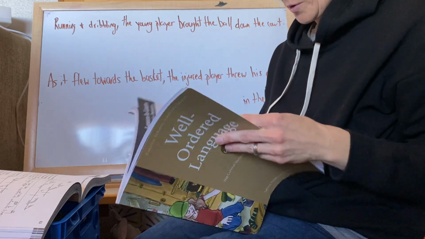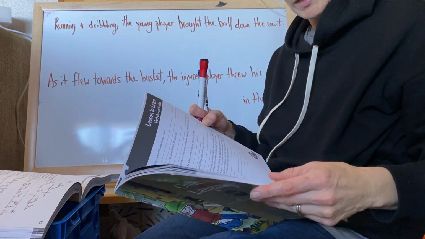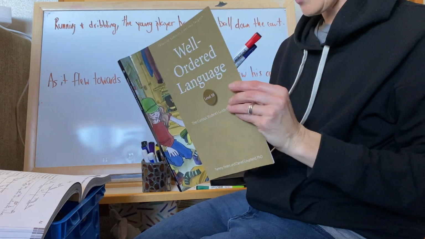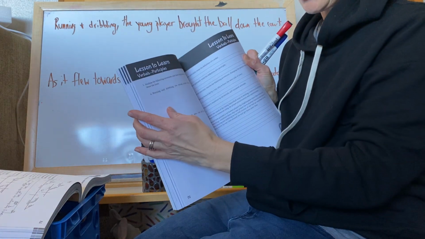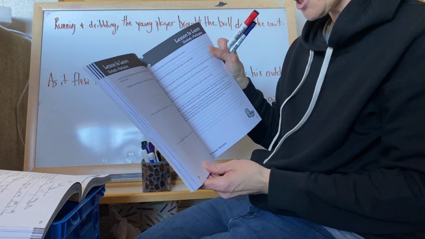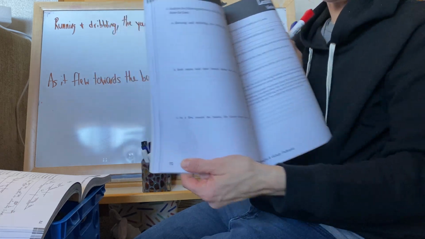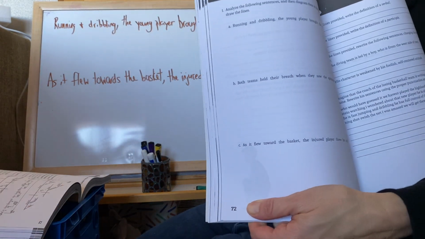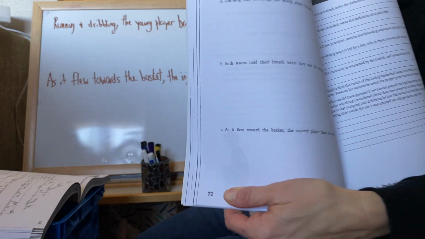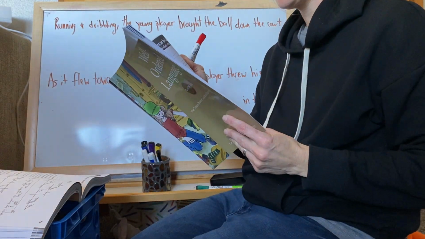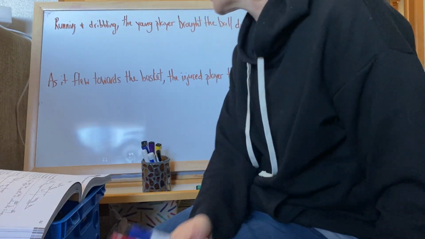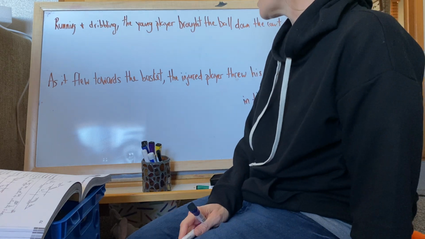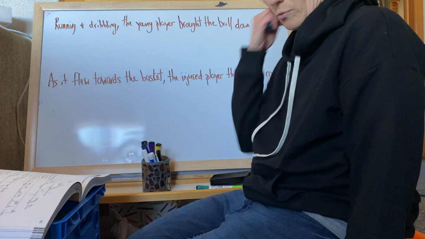Okay, we are going to be in Well-Ordered Language. We're still working on verbals and participles. Chapter 4 on page 72. Got it? Okay. So our first sentence is, "Running and dribbling, the young player brought the ball down the court."